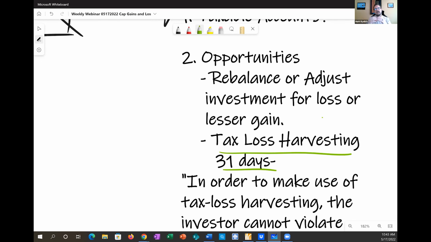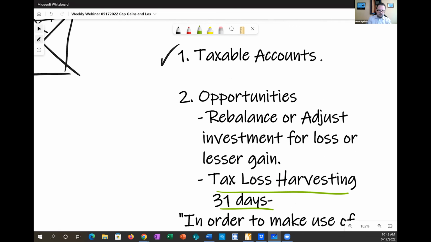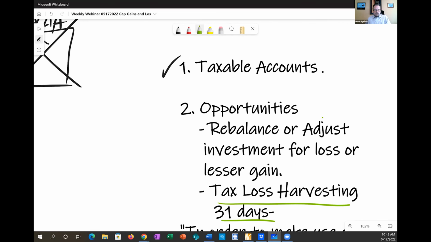So this may be an opportunity to pay less in capital gains. The first opportunity is, first we have to pay attention to taxable accounts. The first opportunity is to rebalance or adjust investments for a loss or a lesser gain. You don't have to wait necessarily for it to be a loss.